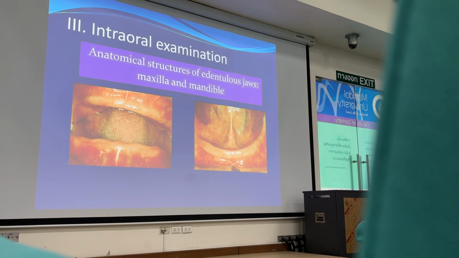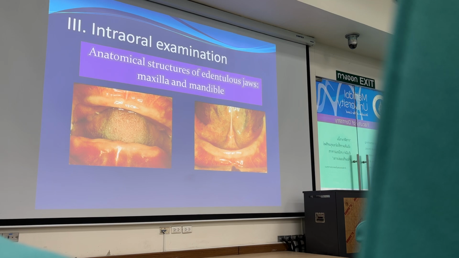Intraoral examination. Anatomical structure of edentulous jaws, maxilla and mandible. Okay, you see here, if the patient doesn't have any teeth, no remaining teeth, they are edentulous like this. You will see what you learned in anatomy already, right? Second year, you learned a lot of things in anatomy, right? Okay, you good on that?